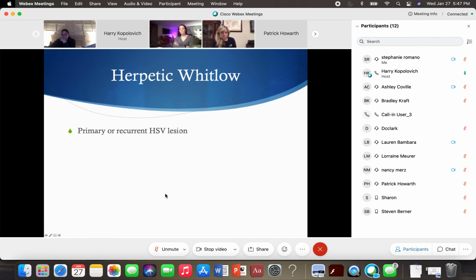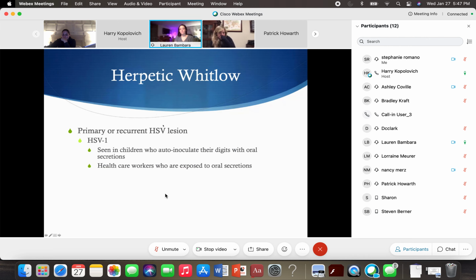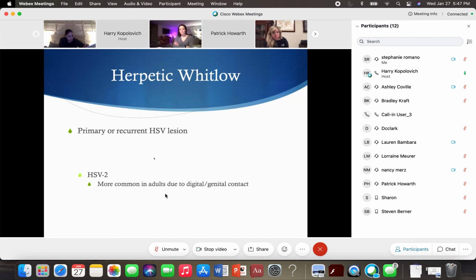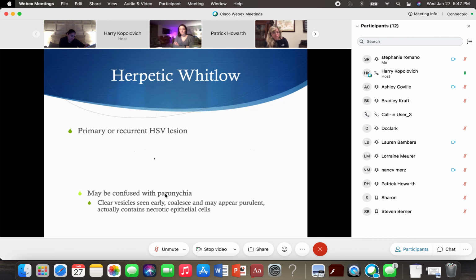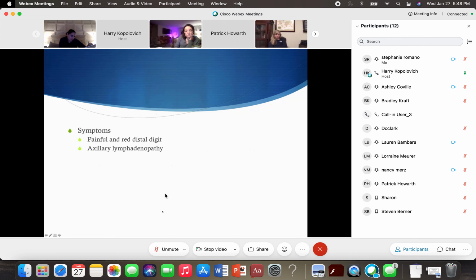So what we're seeing is exactly herpetic whitlow, and this could occur because of either a primary or recurrent HSV lesion. HSV-1 we tend to see in kids who stick their fingers in their mouth, or you'll see it in dental assistants, specifically, who are exposed to oral secretions. You can see HSV-2 in adults due to digital genital contact, and it could be confused with a paronychia. Clear vesicles could be seen early. They coalesce and then appear purulent, and somebody may be tempted to either needle aspirate it or to take a scalpel to it. But there's no purulence there. It actually just contains necrotic epithelial cells.